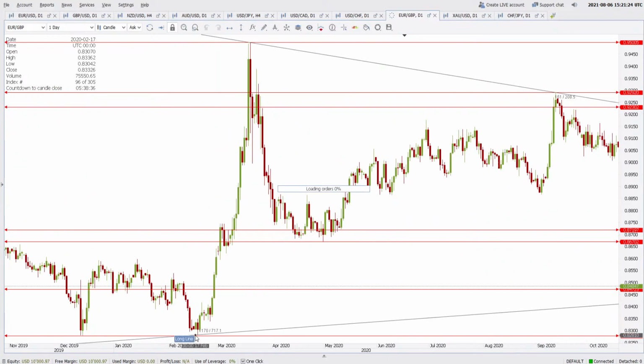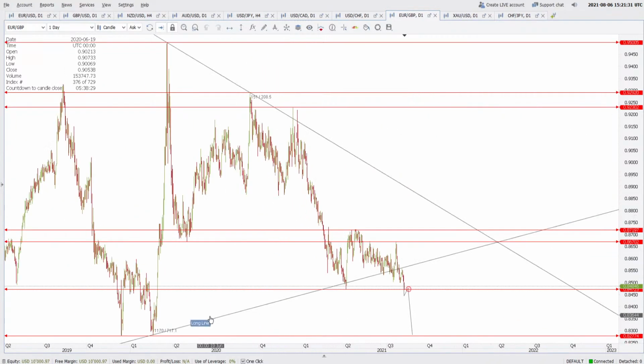It actually gave us a double bottom and a break, gave us a huge up move all the way from 0.8277 to 0.9500 levels. Right now the price is trying to go below this.